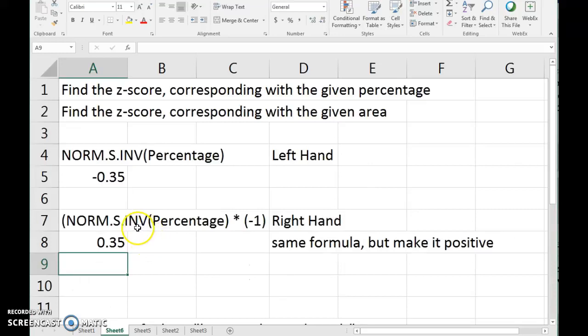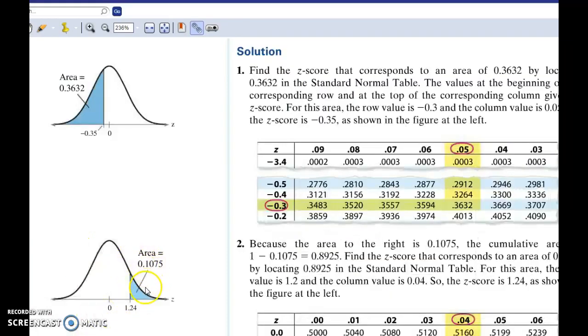And in Excel, doing a right-hand tail, you do the same exact formula. If you want it to give you the positive result, you can multiply it by -1, which changes your negative answer to a positive. So use the same formula, just make your answer positive, and you get the z-value that corresponds to that amount in the right-hand tail. So let's do this example here.